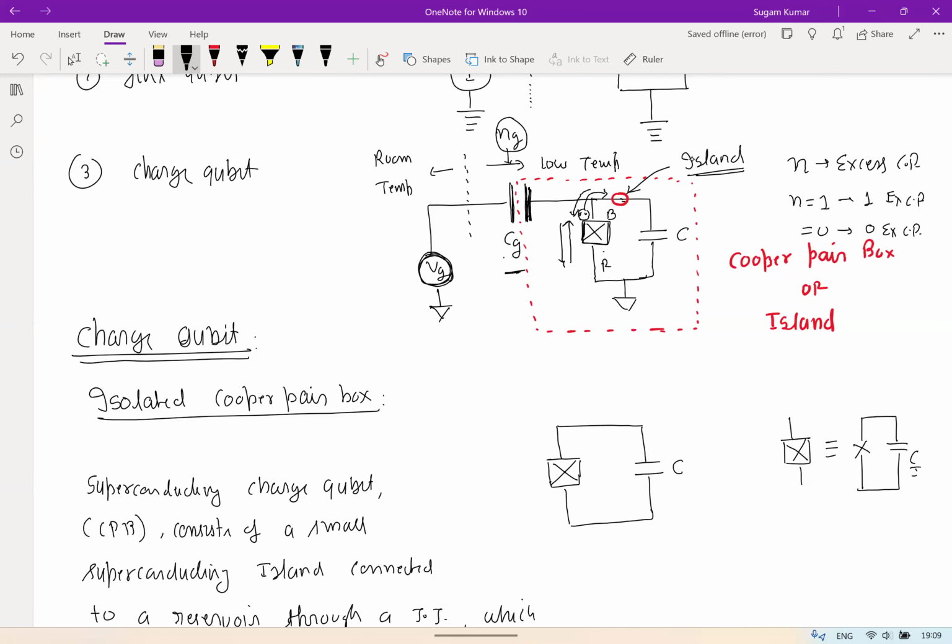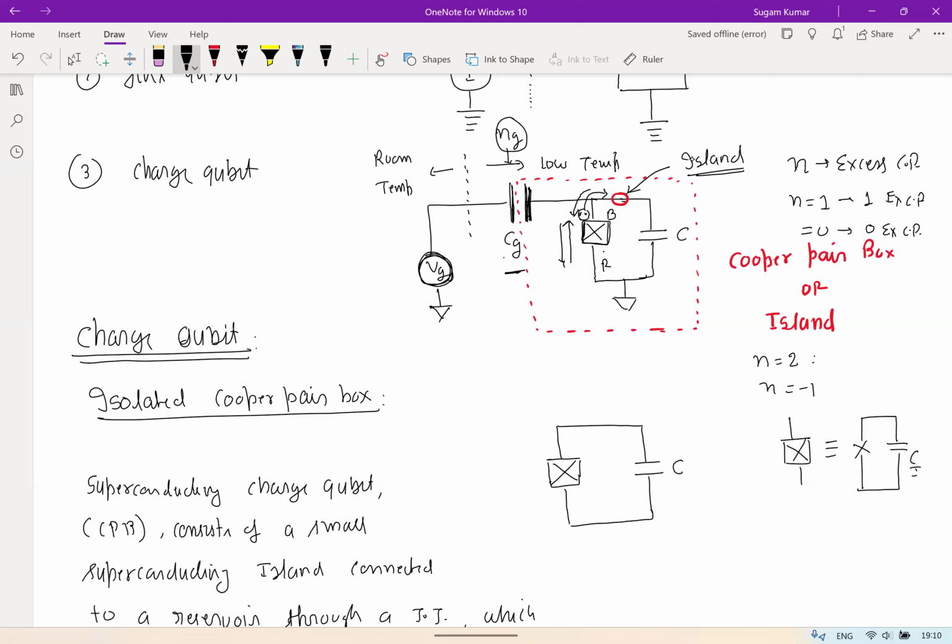On this island, how many excess Cooper pairs you can create? Those numbers are there. Of course, if N becomes 2, then I will say 2 excess Cooper pairs. And understand this N can become -1 also. Do you understand what the meaning of -1 is? Yes, one less Cooper pair. No, it's not destroyed.